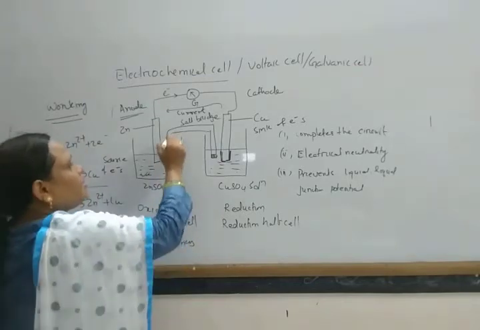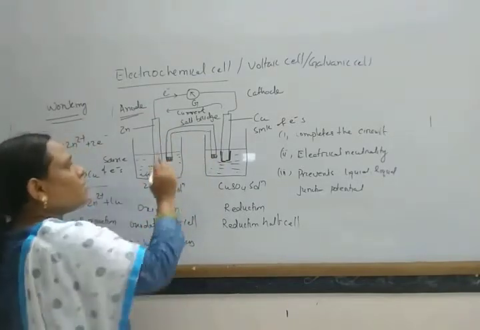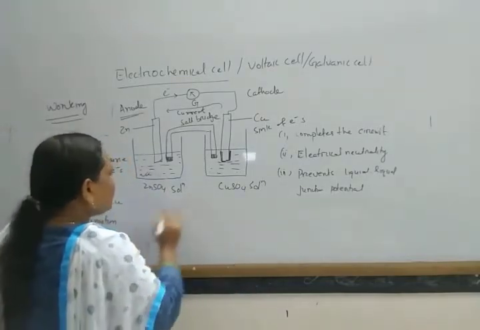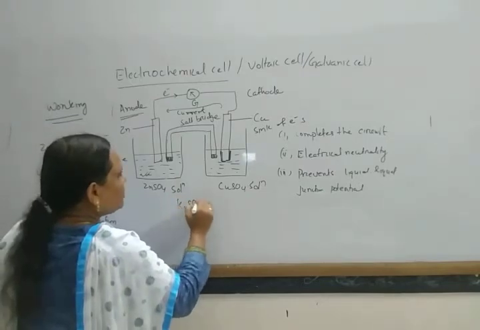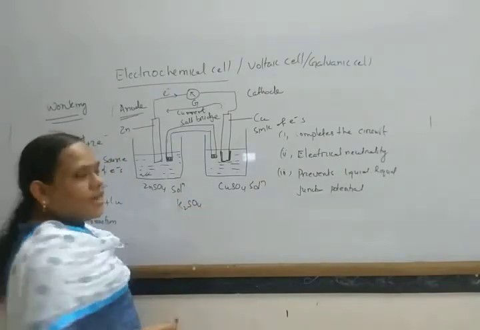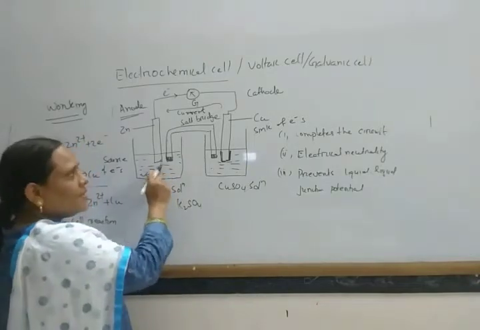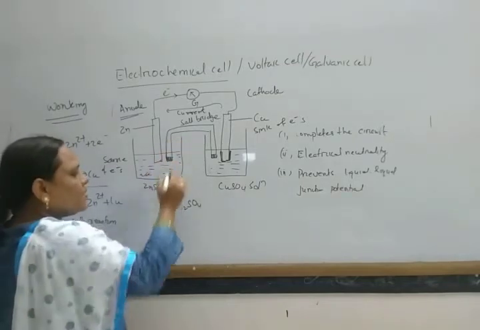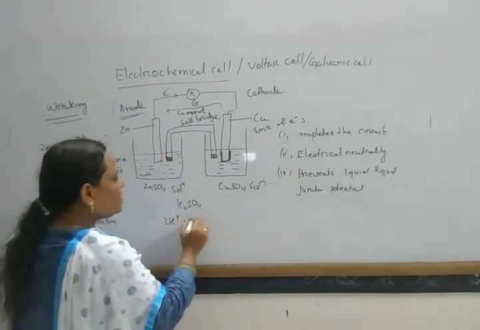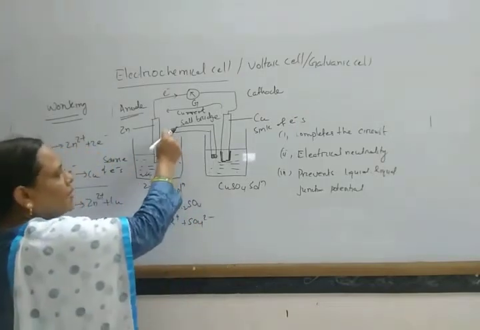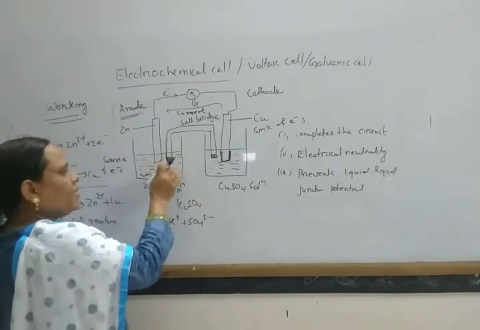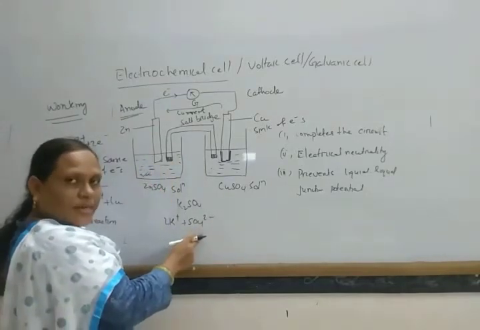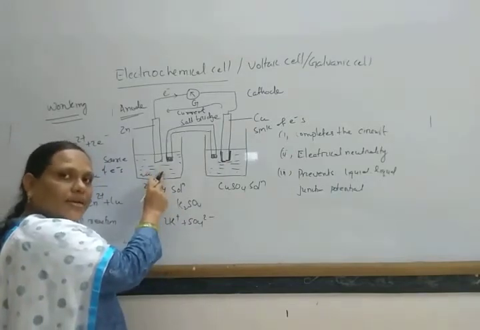In this way, there is the need for a salt bridge. So what is the function of the salt bridge? It contains a salt, suppose an electrolyte like potassium sulfate or potassium chloride. Since Zn2+ ions are there, it diffuses the sulfate ion from here to here. So it diffuses 2K+ and SO4 2-, and the sulfate ion diffuses to here. In this way, it maintains the electrical neutrality here.